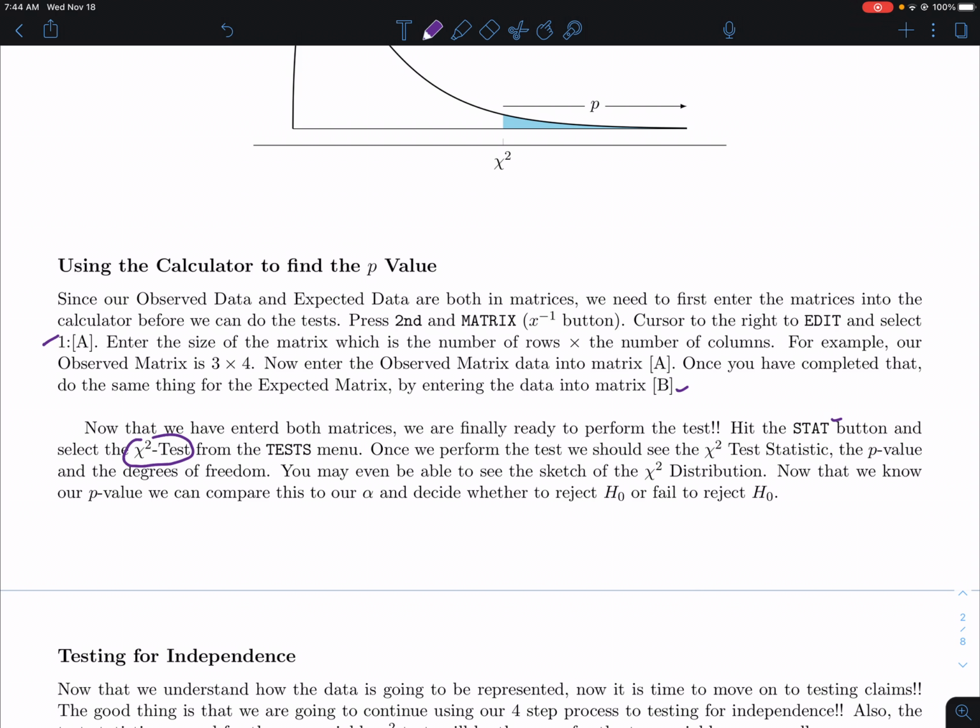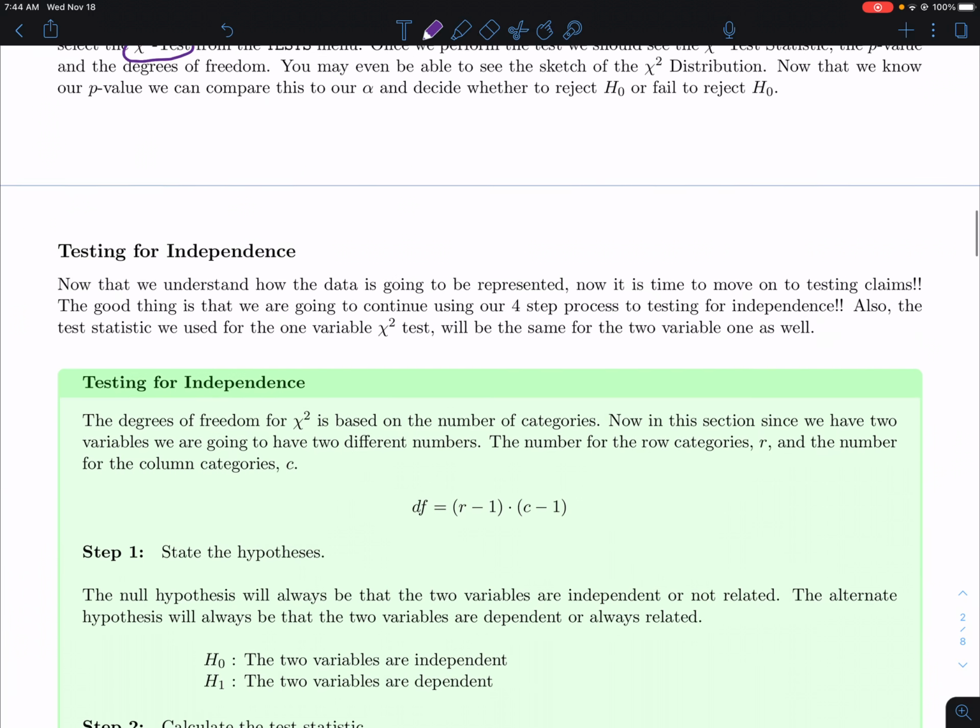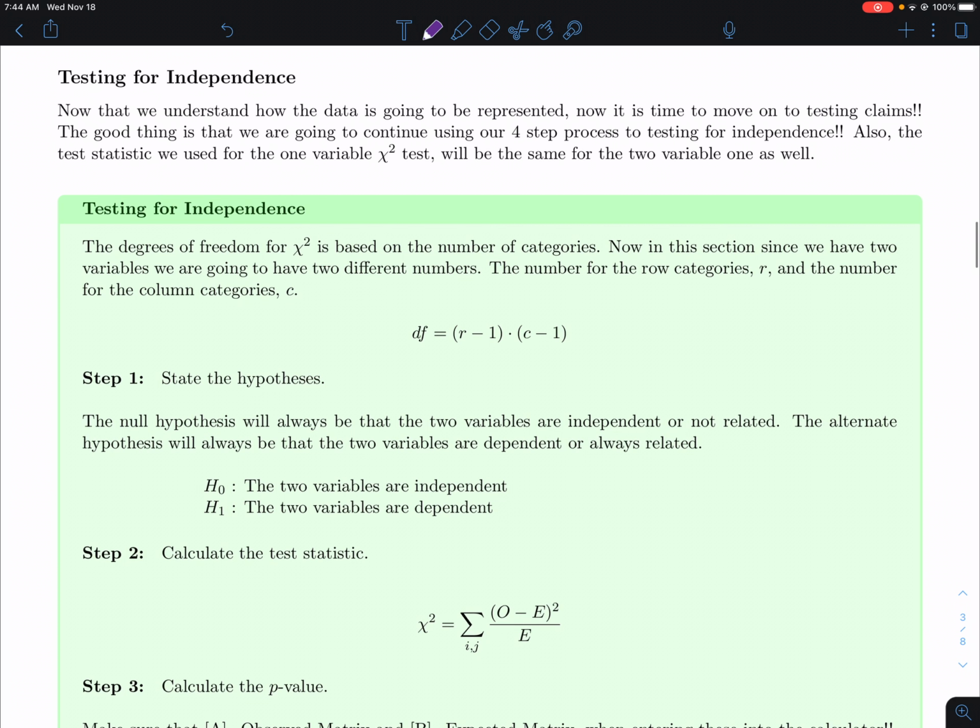So, all right. That's the background information on what we need to know. So now our testing for independence. Again, this is the same four-step process that we've had before. In this case, since it's two variables, our degrees of freedom are based on the rows and the columns. Just take the row minus 1 times the column minus 1 to get our degrees of freedom, so we can figure out what our alpha level is on that table.